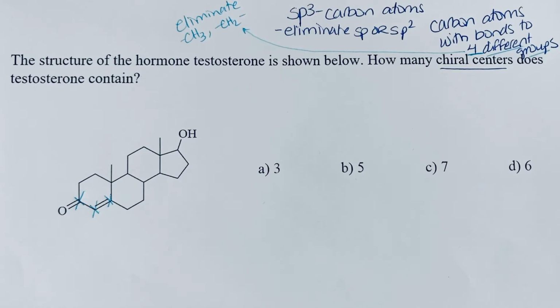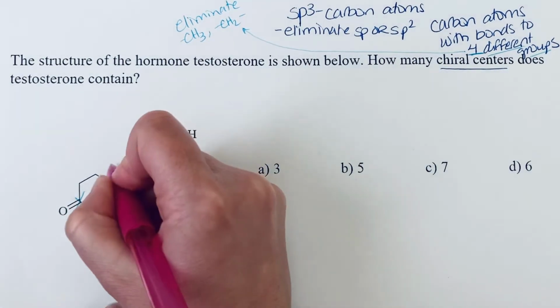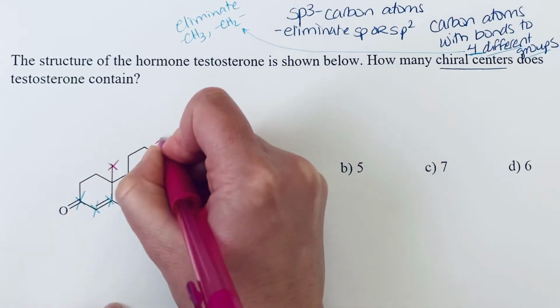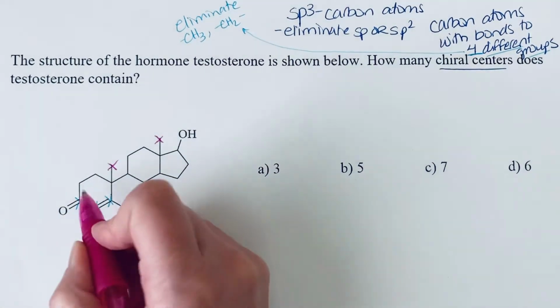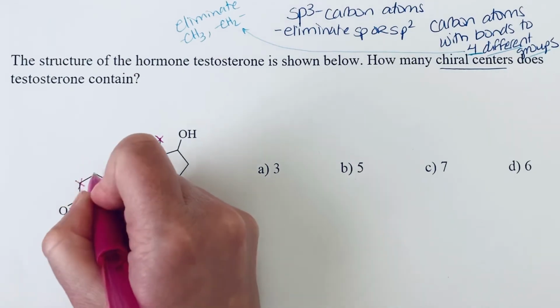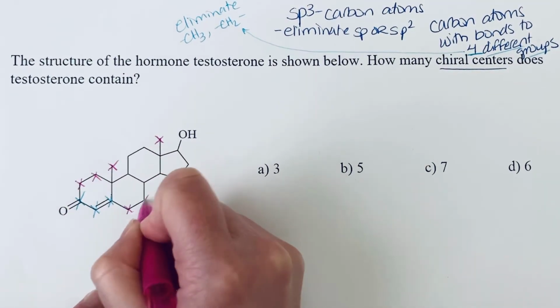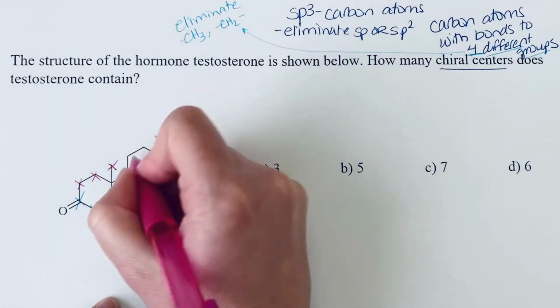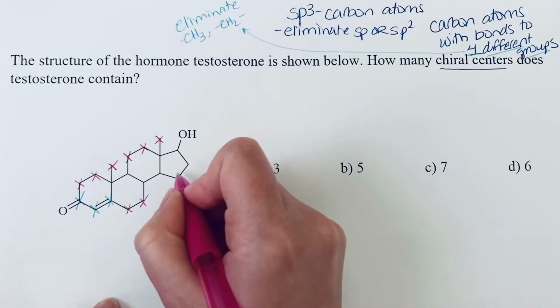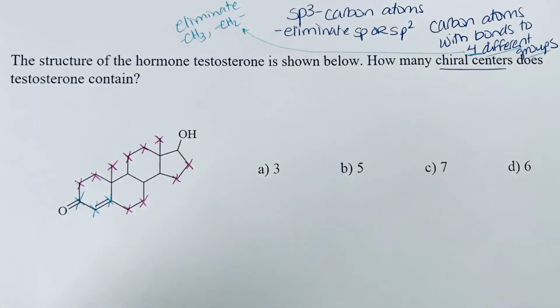So anywhere where I can see those obvious CH2s or CH3s, I'll start with these CH3s and cross them out. And then anywhere where I just see 2 bonds, right, that means it's a CH2, so I'm crossing out all of the CH2s. And so what I should be left with are carbons that have 4 bonds that could be different.